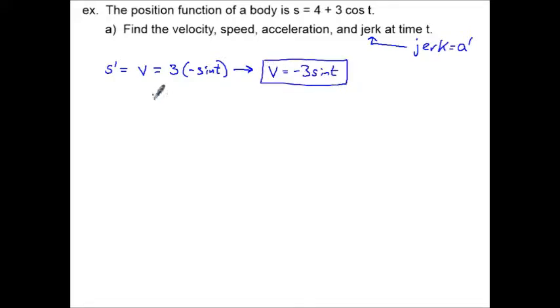Okay, speed's next. Well, speed is pretty simple. If I do the absolute value of velocity, I'll get speed. So in this case, I've got the absolute value of negative 3 sine t. And if you want to, you can clean this up a little bit, because I could factor out the negative 3 as a positive 3. So I've got really positive 3, and then the absolute value. I still need to take the absolute value of sine.